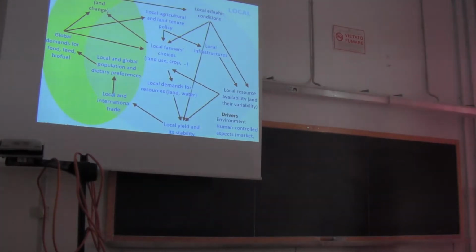There is of course the local dimension: local agricultural practices, farmers' choices in terms of crop, land use, irrigation strategy. They affect the local demands for resources. In particular, we are interested in water today, and they affect yields and yield stability. On the other hand, of course, these aspects affect the local and international trades of commodities, in particular food.